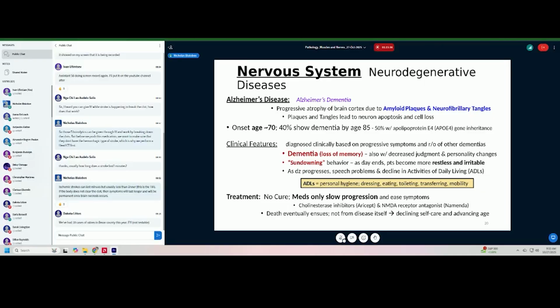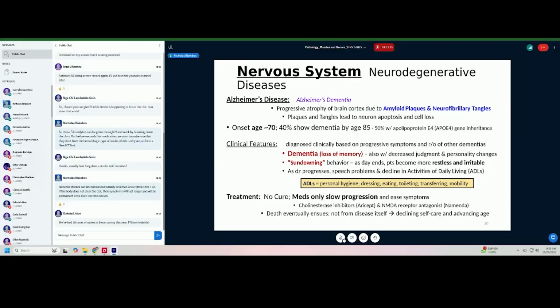We diagnose this clinically because we can't do a brain biopsy on somebody. And so essentially we try to rule out other causes of dementia. And then once we rule out those other causes, we say, hey, this person probably has Alzheimer's, and then we treat them as such.